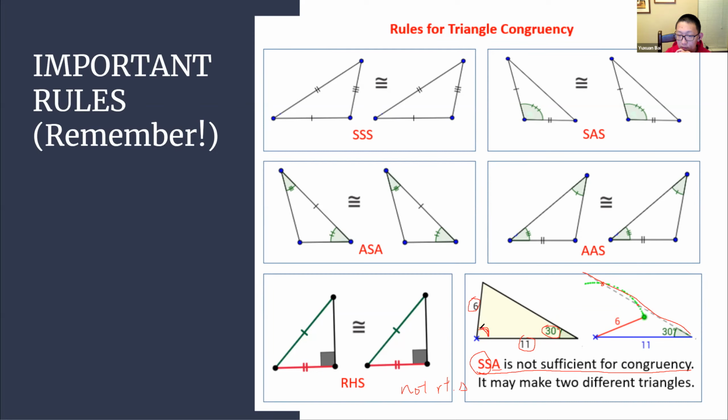That's why given two sides and an angle that is not included, you cannot prove the triangles are congruent unless it is a right triangle. That's the special case right here. And that should be pretty much it.